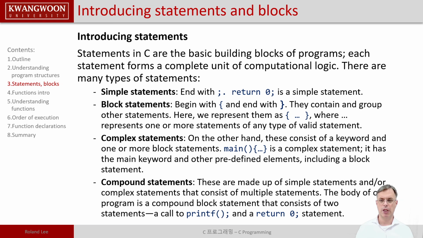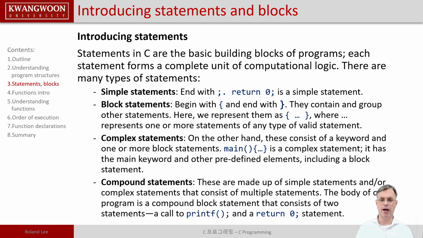semicolon. A block statement always begins with a curly bracket and also closes with a curly bracket. They contain a group of other statements. Here we represent them as curly bracket open and then curly bracket closed. We represent one or more statements of any type of valid statement. The next one is the complex statement.